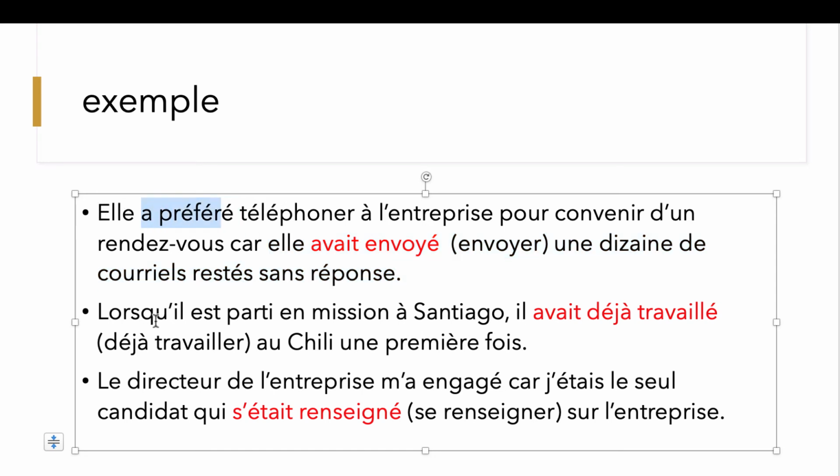Lorsqu'il est parti en mission à Santiago, il avait déjà travaillé au Chili pour une première fois. So this happened first because he worked in Chile first, and then he went to Santiago the second time. Okay. Same thing here. I was the only candidate that inquired myself on the company. That's why the director hired me. Okay, so that's why we're using plus que parfait here, because it's the first event that happened.